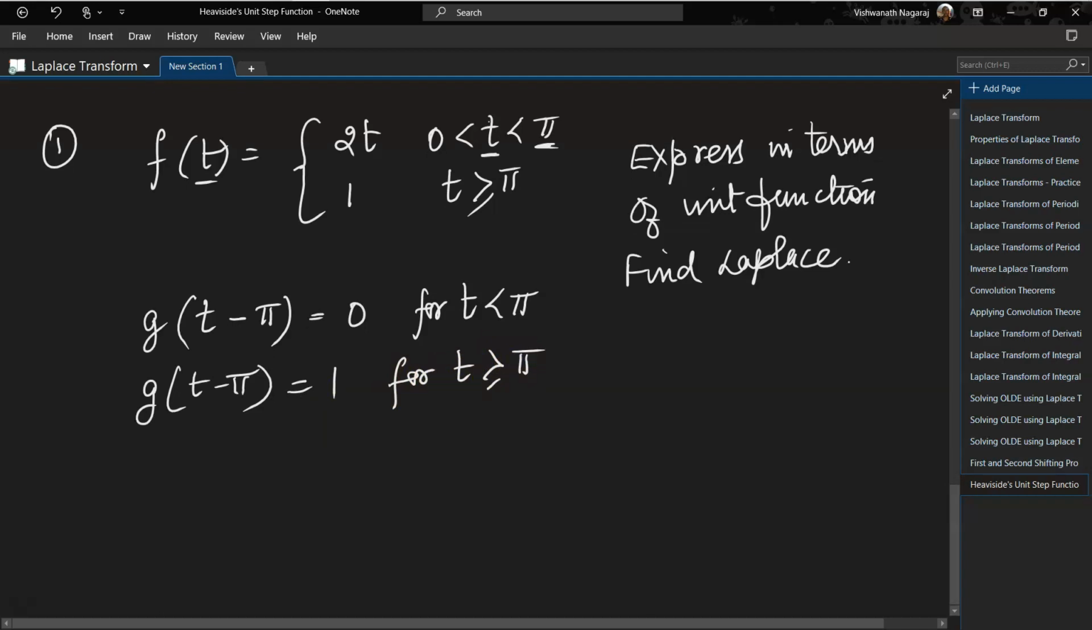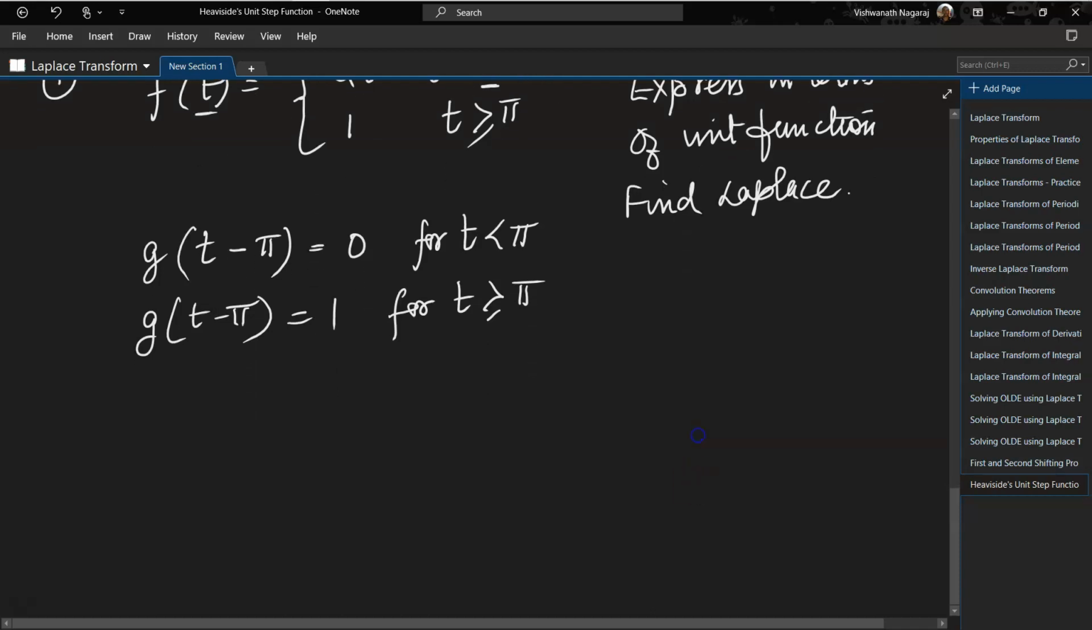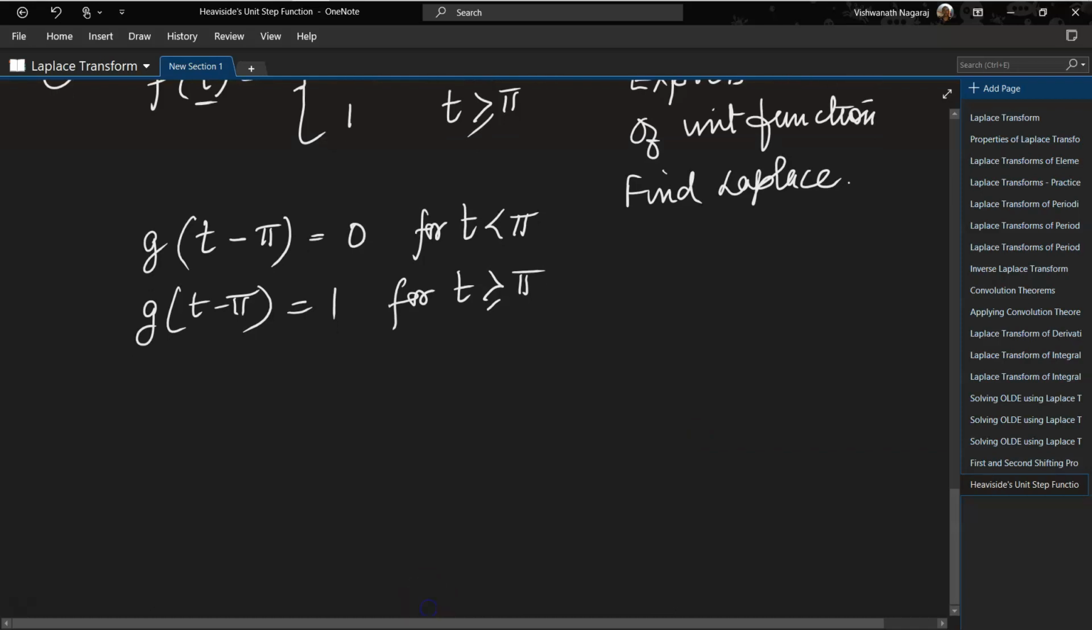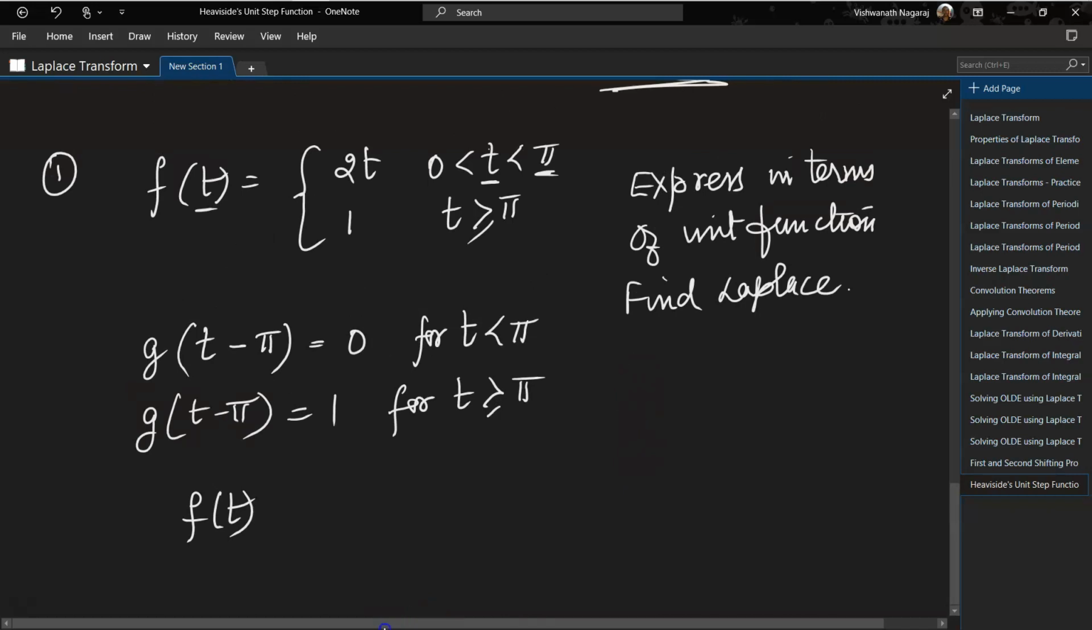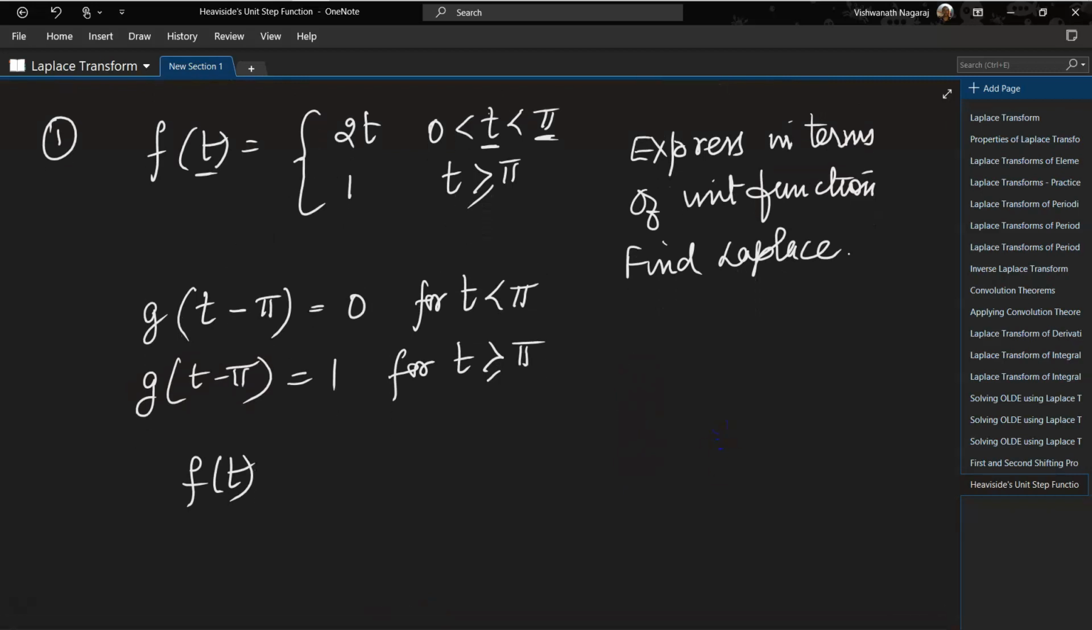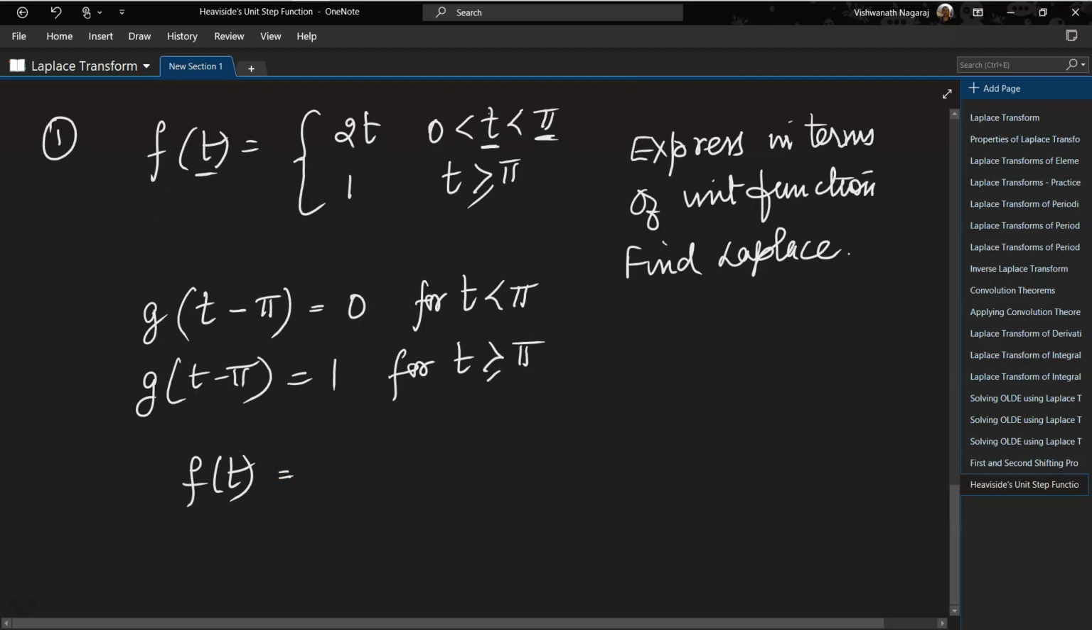So we have arrived at this. Now we have to write this function f of t in terms of g of t minus pi, and this is the trickiest part. So first of all, let's rewrite this in a different form. f of t is equal to 2t, but this doesn't address both the cases. So what I'll do is I'll say minus 2t g of t minus pi.